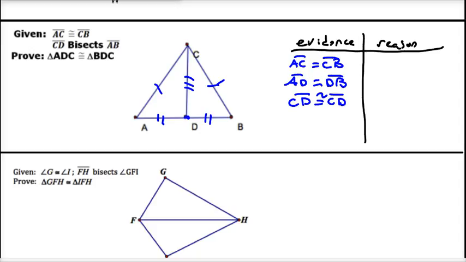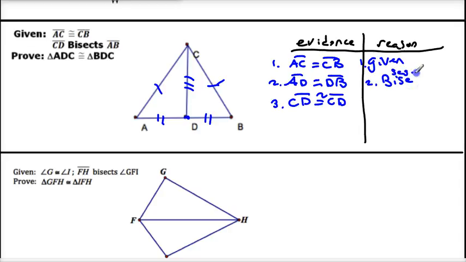Let's write out our reasons. How do we know all these things? Well, I know AC is congruent to CB because it's given. That's 1. Oh, don't forget your numbers. I know AD is congruent to DB because of the segment bisector theorem.